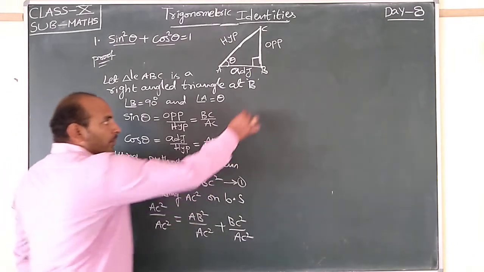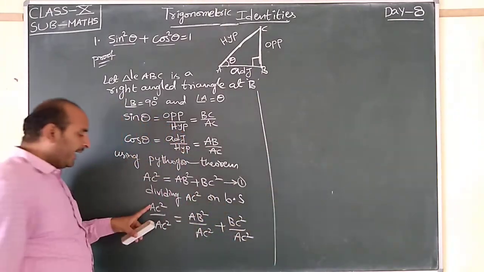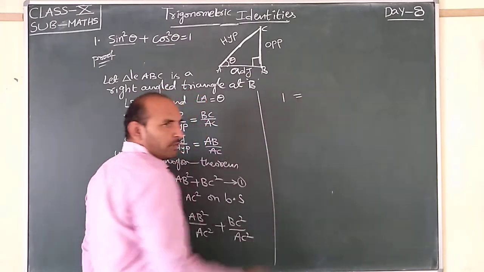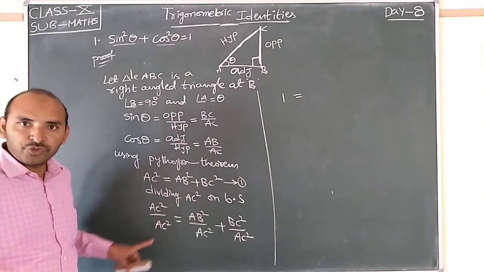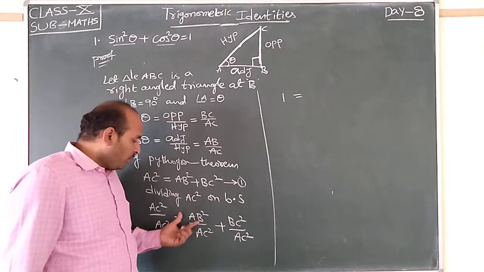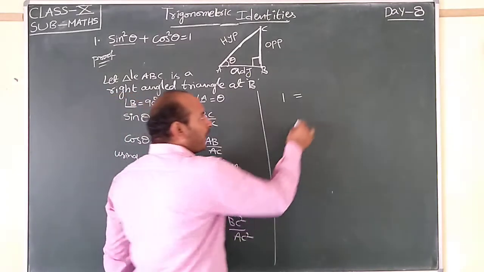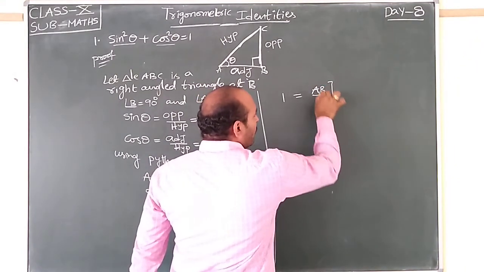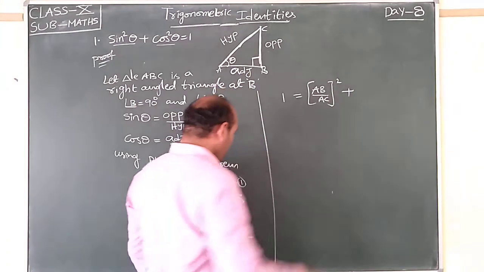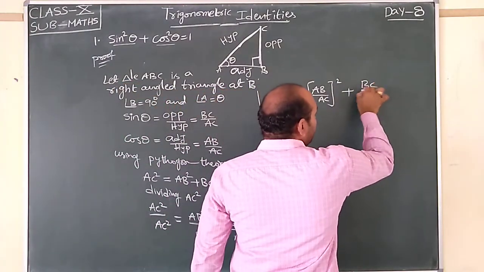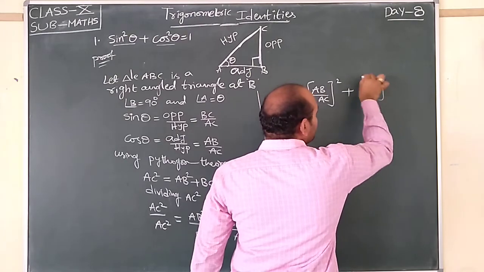So now AC square by AC square value is always 1, which is equal to AB square by AC square. How can we write this? AB divided by AC whole square, plus BC by AC, you can write as BC by AC whole square.